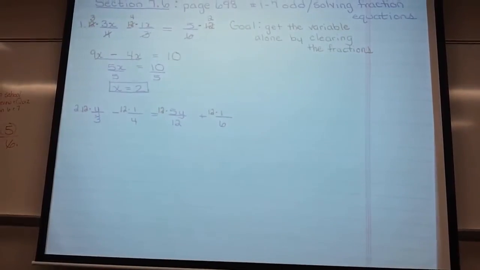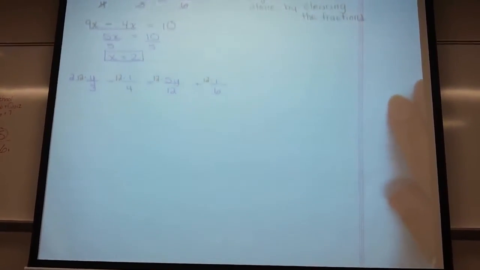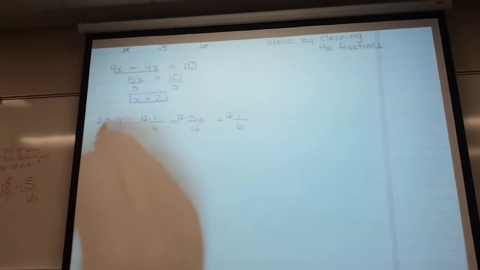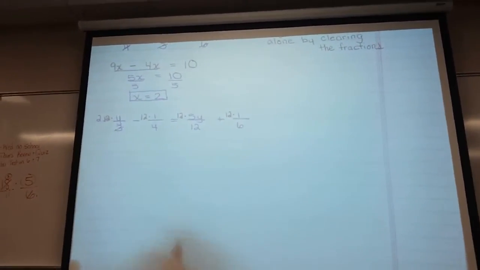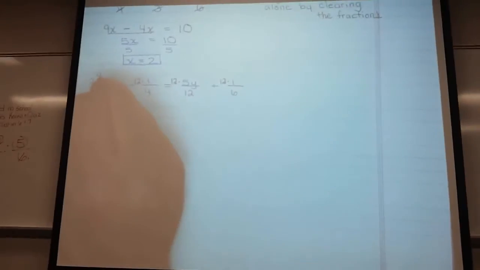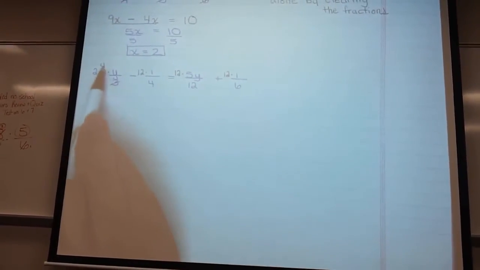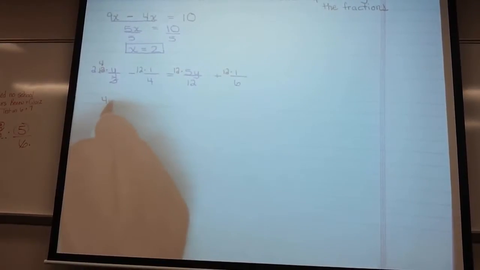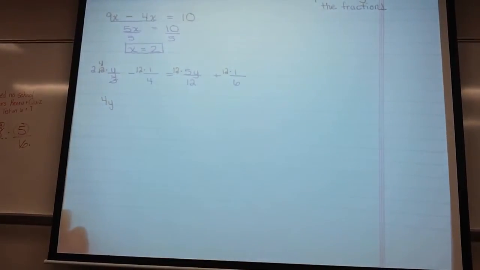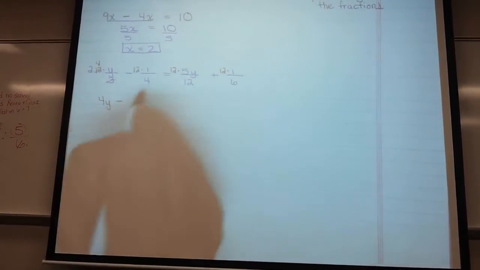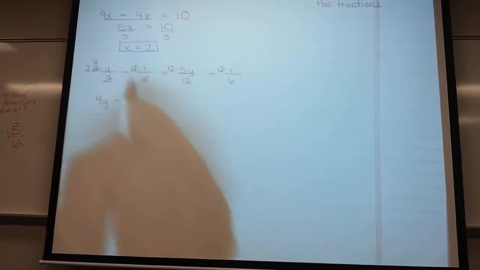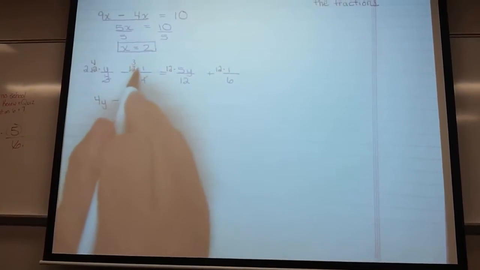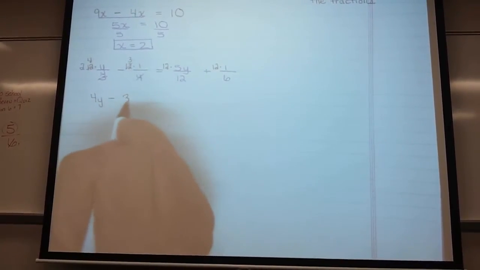All right, let's go fraction by fraction again. 3 goes into 12 how many times? 4. And then multiply 4 times y is just 4y. Minus. 4 goes into 12 3 times. 3 times 1 is 3.